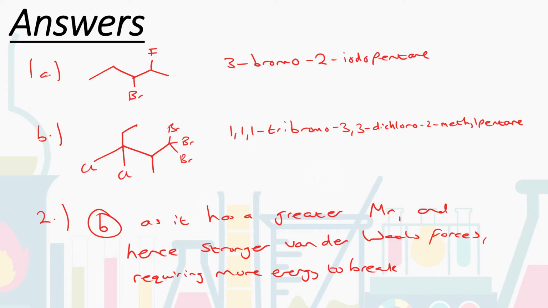And then finally, which of A and B has the highest boiling point and why? Well, it would be B. It has a greater relative molecular mass, a greater Mr. Therefore, there are stronger van der Waals forces that require much more energy to break apart and therefore to boil, to break those intermolecular forces. So because we have essentially a longer chain and more halogen atoms, a bigger Mr, bigger molecular mass, stronger van der Waals forces, higher boiling point.